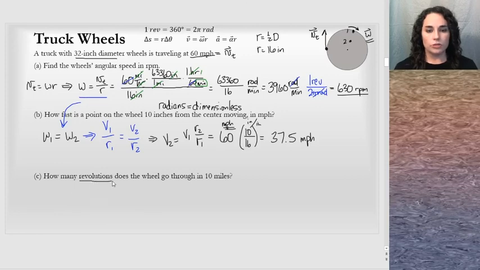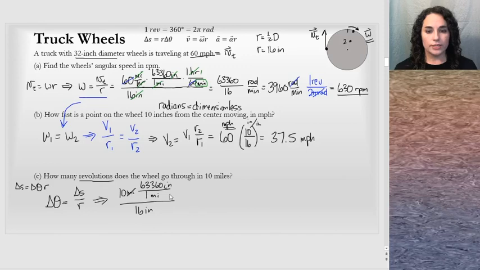When I think about revolutions, I think about an angular displacement. I know the equation for angular displacement would be delta S over R, right? Delta S is delta theta times R. I solve for delta theta and I get this equation. To adapt it to this problem, I have 10 miles, and I'm going to have to convert this to inches. 1 mile is 63,360 inches. And I divide by the radius, that's 16 inches.